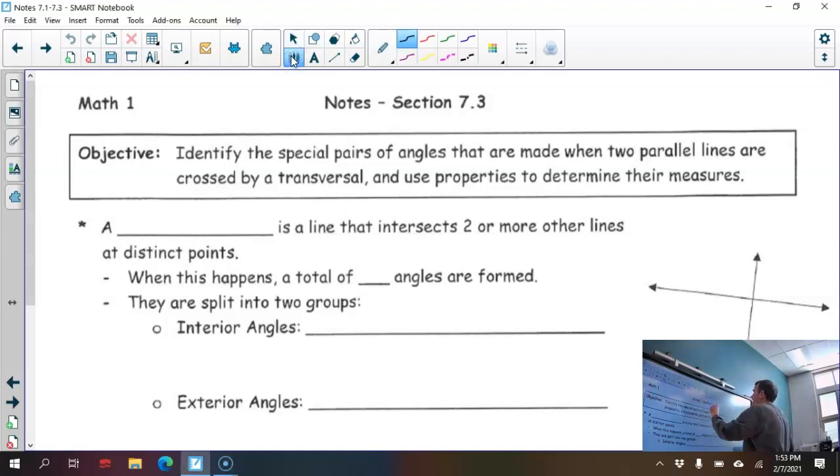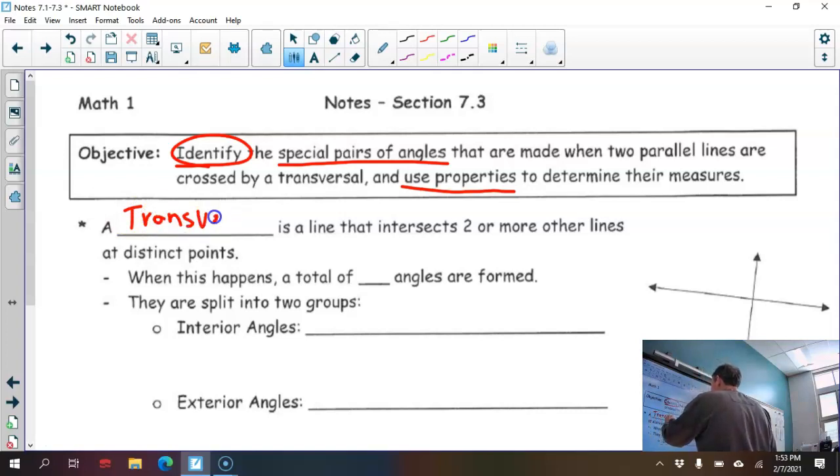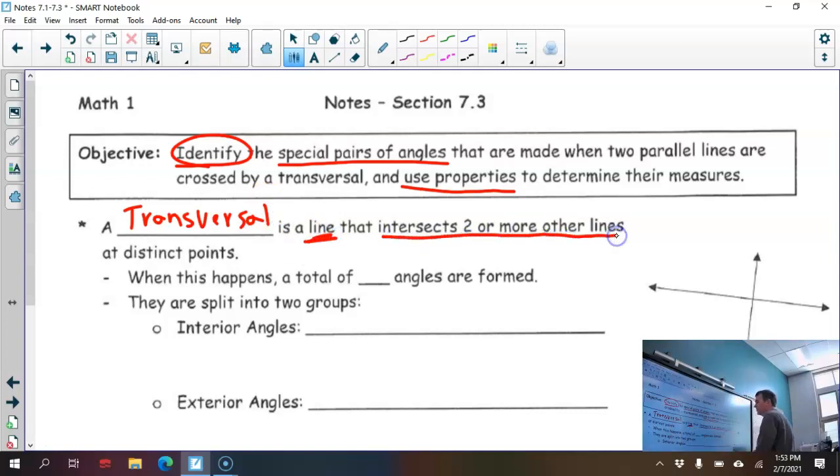You can see our goal today is to identify special pairs of angles that are made when two parallel lines are crossed by a transversal, and we're going to use properties to determine their measures. So, first of all, we want to know, what is a transversal? A transversal is a line. It intersects two or more other lines at distinct points. That means at different points. It doesn't intersect two other lines at the same point.